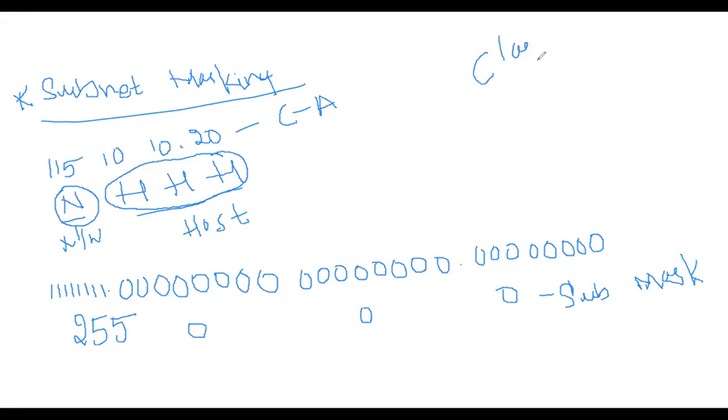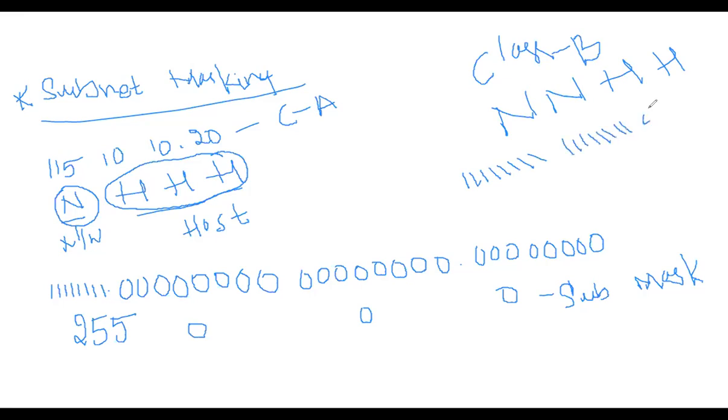Take it for class B. What is class B? 2 octets are reserved for network, and the remaining 2 are reserved for host. So you have to make the first 8 bits all 1s, dot, the next 8 bits all 1s, dot, and write the remaining 8 bits as 0, dot, the remaining 8 bits as 0.